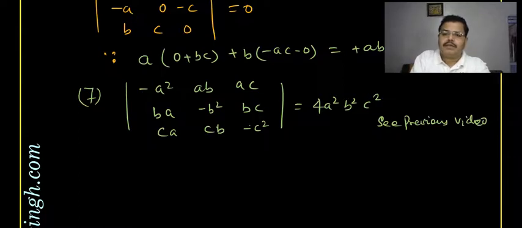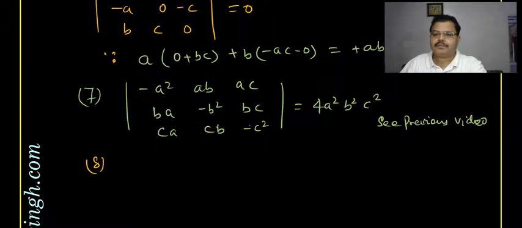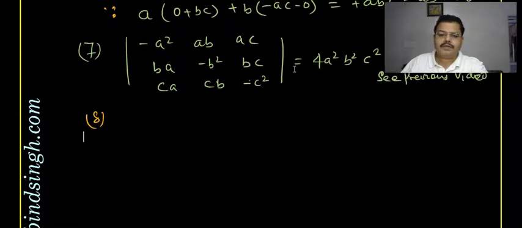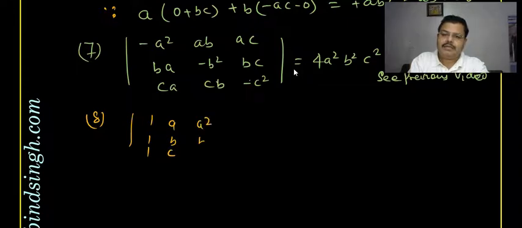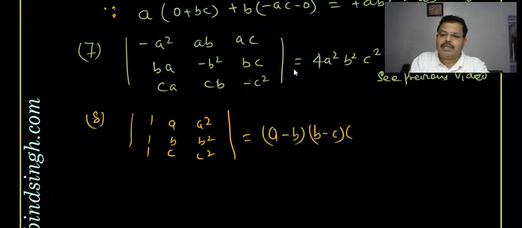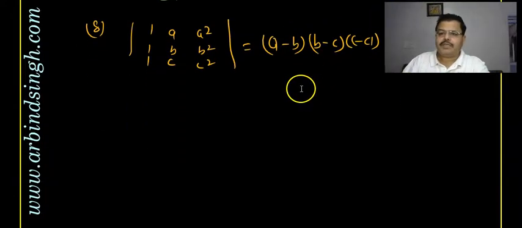Now the question number 8. Let me explain question number 8. By using the properties of determinant, we have to solve that 8 is also 1, 1, 1, A, B, C, and A square, B square, C square, and that is equal to A minus B, B minus C, and C minus A. We had done this in the previous video. So watch the previous video. We had completed this.